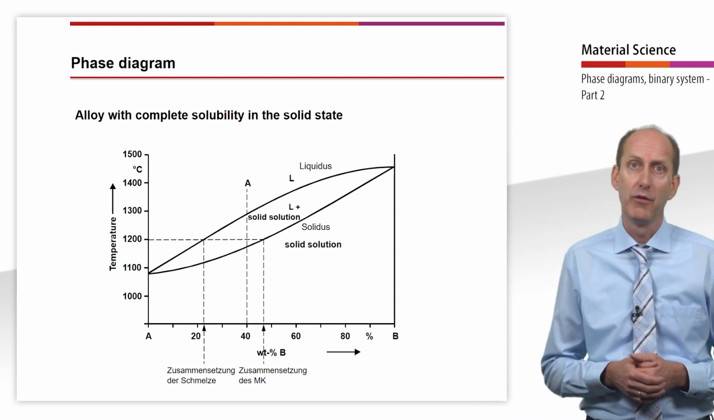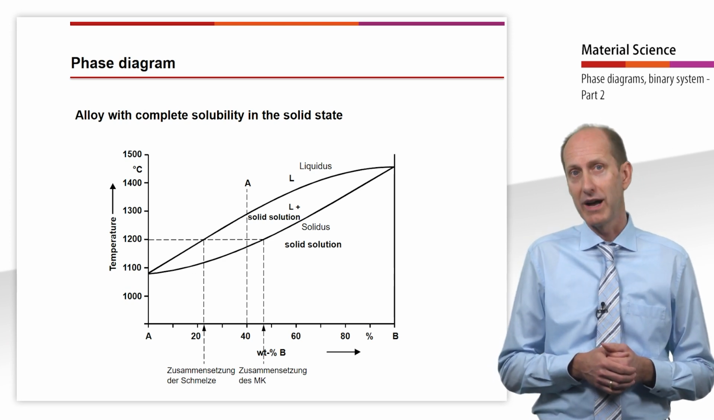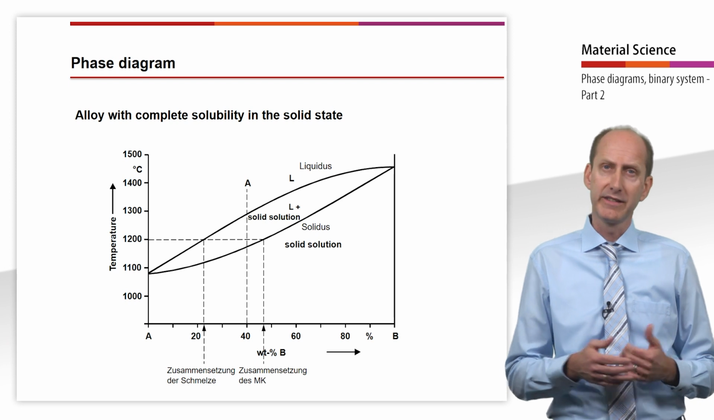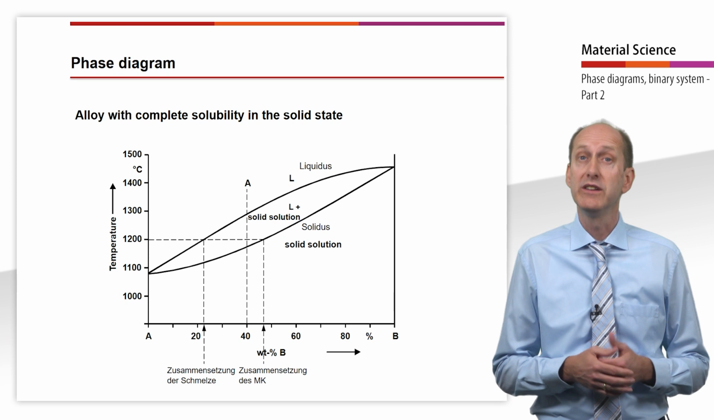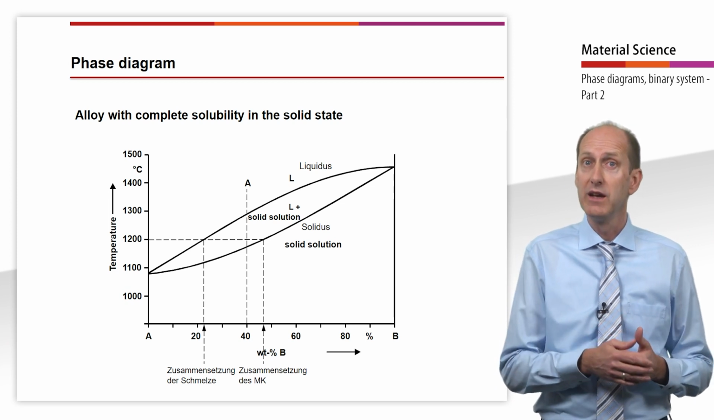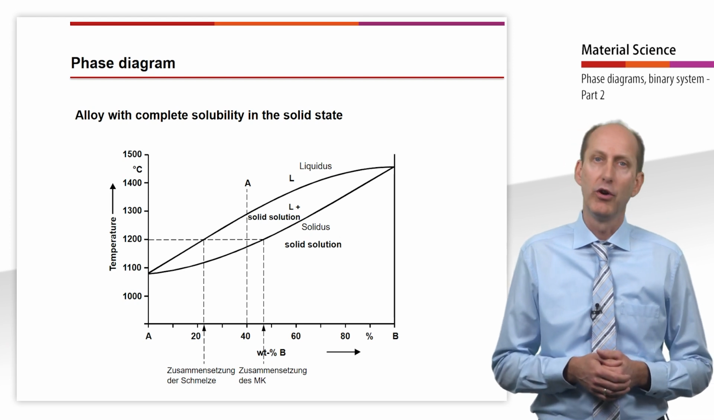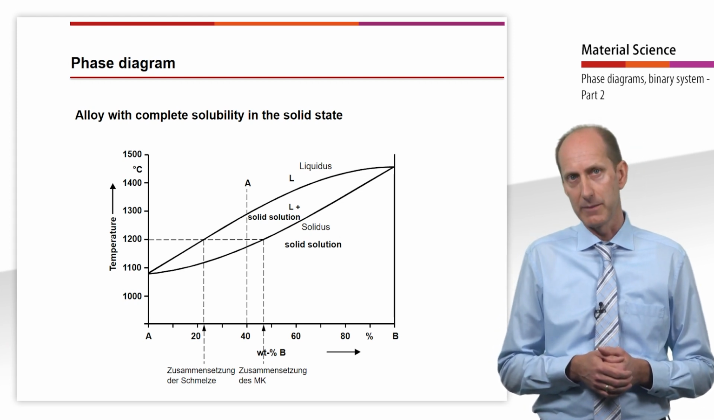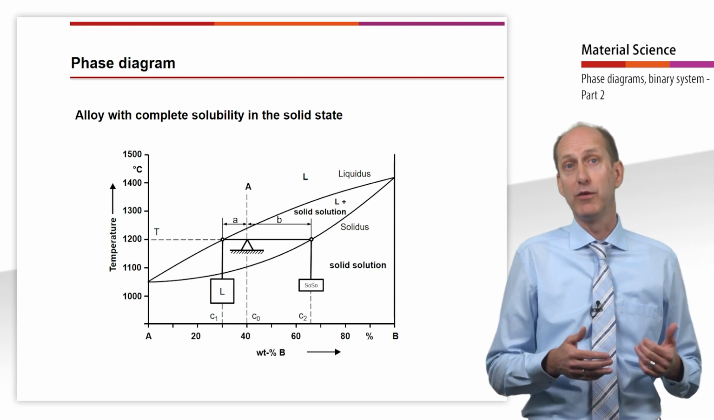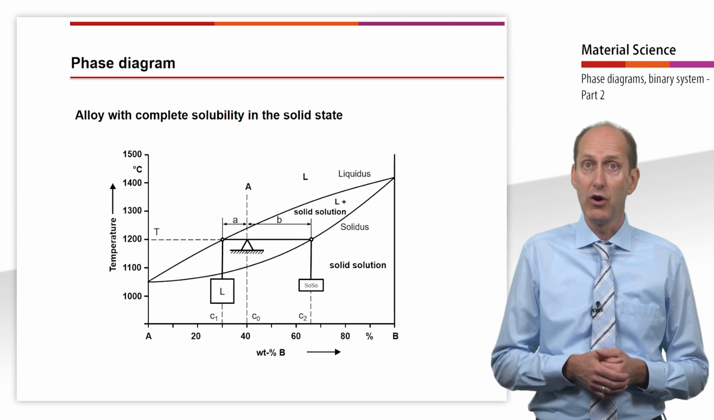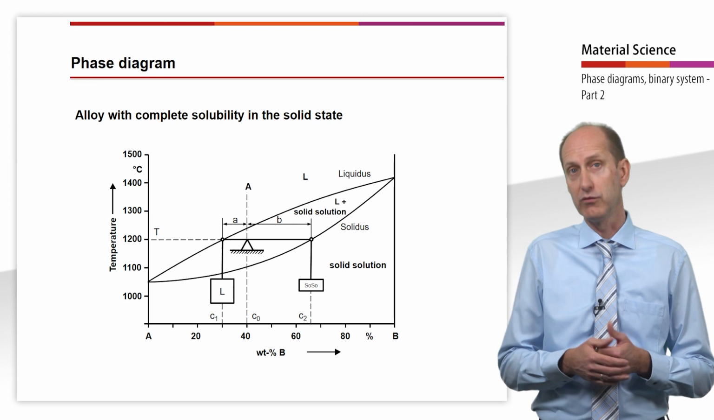Moreover, the composition of the phases in the two-phase area at a given temperature can be determined for any alloy. In this example, the composition of the melt can be determined by the point of intersection with the liquidus line, and the composition of the solid solution can be determined by the point of intersection with the solidus line. Besides the composition, the number and the type of phases, the phase diagram also provides information on the quantity of phases in the phase regions.